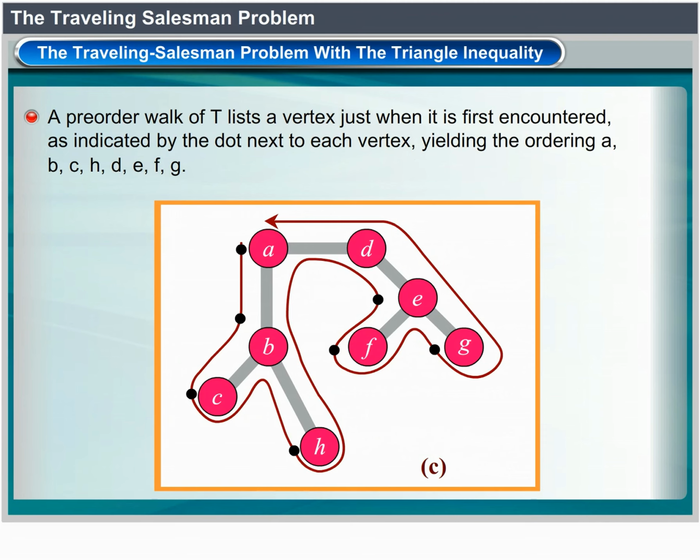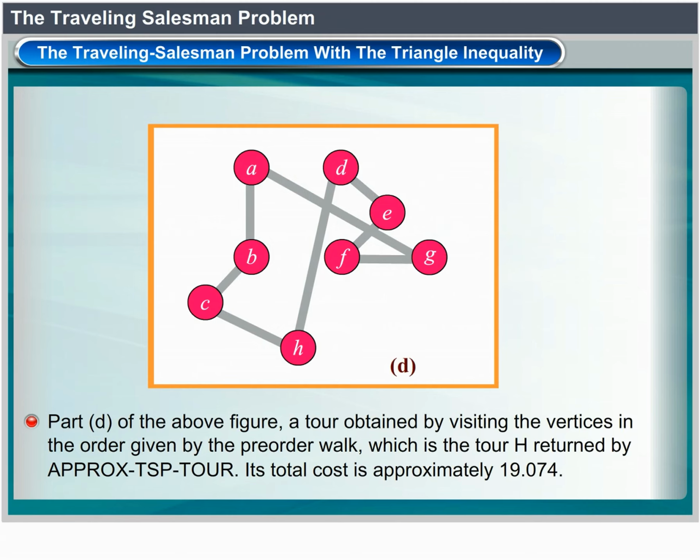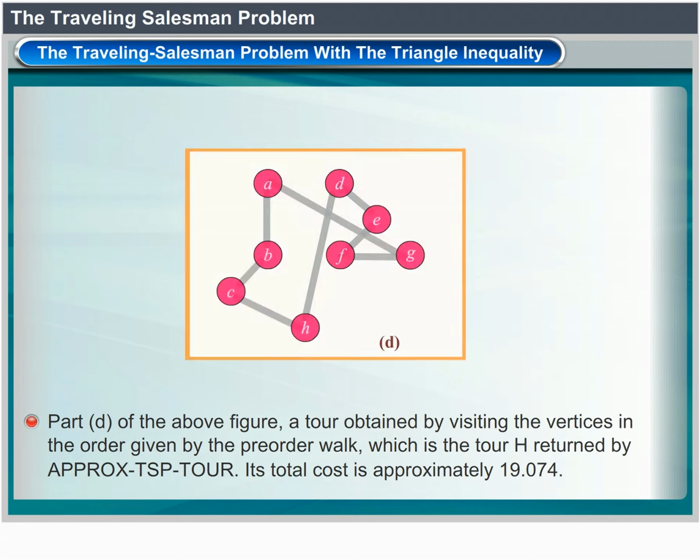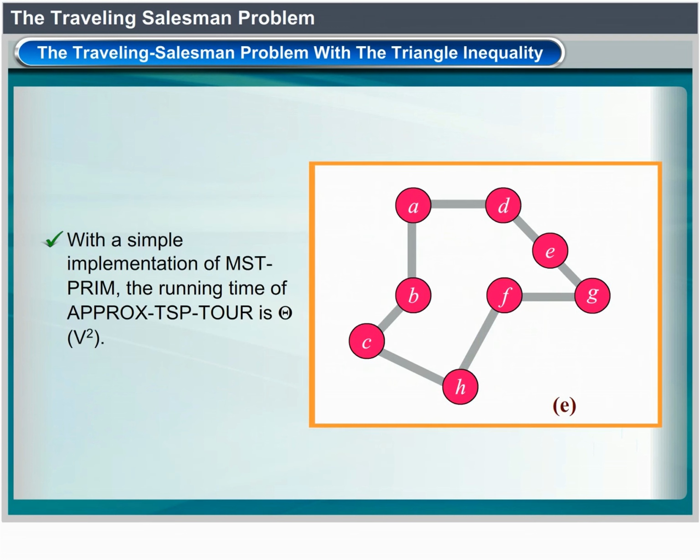Part D of the above figure shows a tour obtained by visiting the vertices in the order given by the pre-order walk, which is the tour H returned by APPROX-TSP-TOUR. Its total cost is approximately 19.074. Part E of the above figure shows an optimal tour H star for the original complete graph. Its total cost is approximately 14.715. With a simple implementation of MST-PRIM, the running time of APPROX-TSP-TOUR is Theta of V squared.